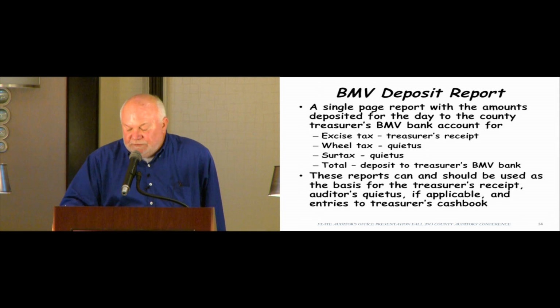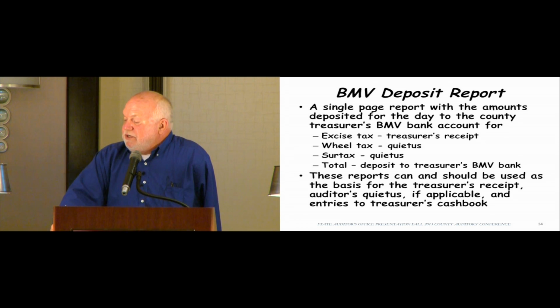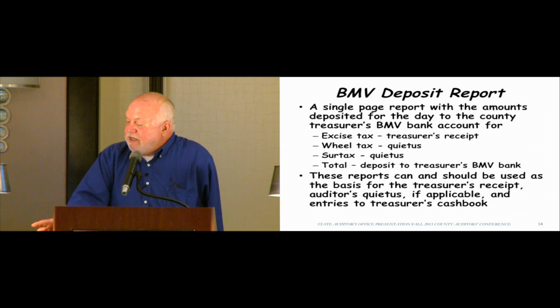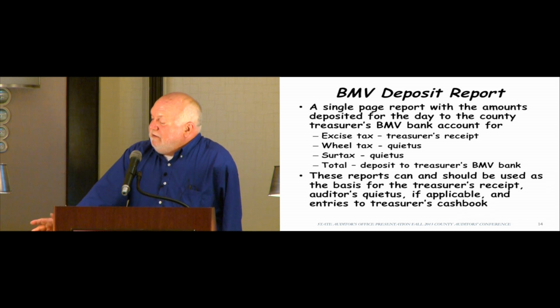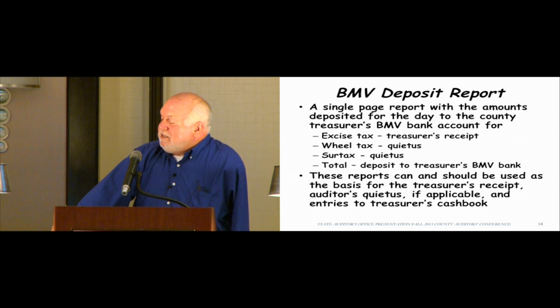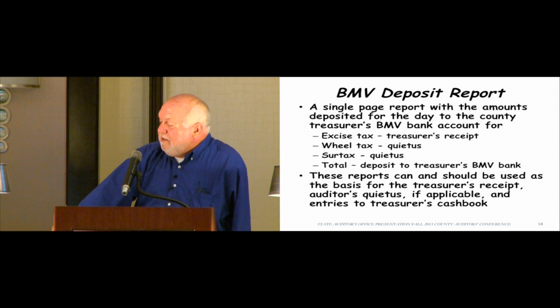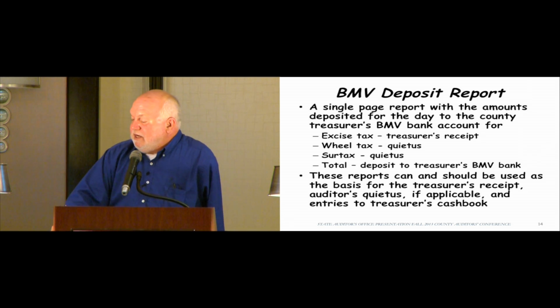The deposit report is that single page report that shows you what was deposited for the day to the treasurer's bank account: the excise, the wheel tax, the surtax, and the total. I've put out to the side the type of receipt form that would be used for each. On the treasurer's side, the excise tax is the treasurer's receipt. The wheel tax and the surtax should be posted directly into your wheel tax and excise surtax fund. And then the total is the amount that the treasurer should be recording as a deposit to the bank on their cash book.